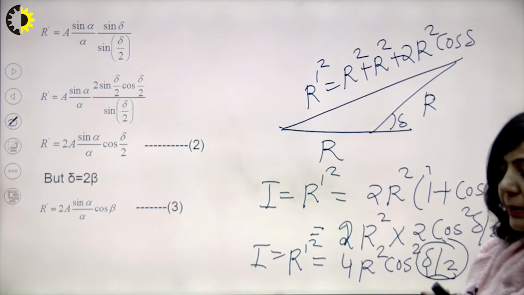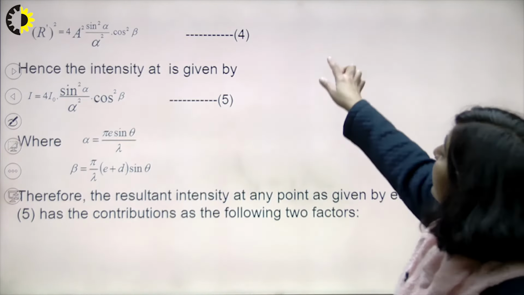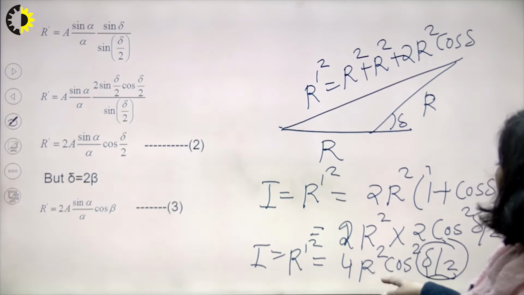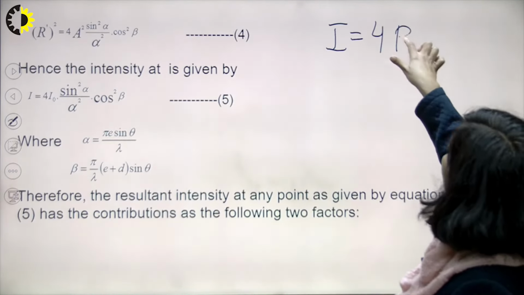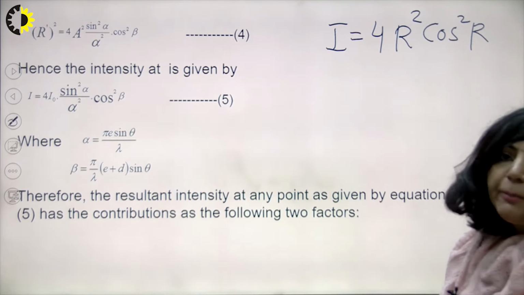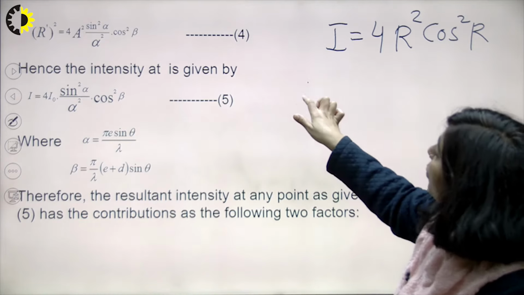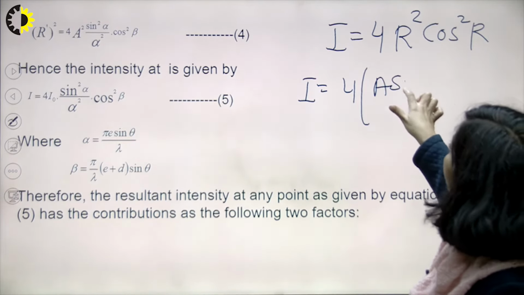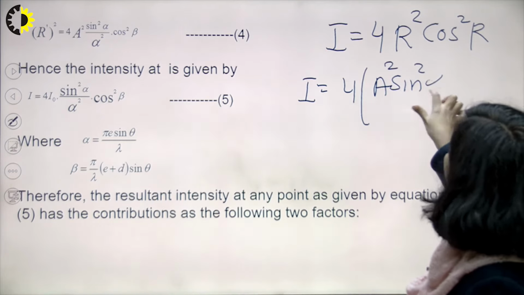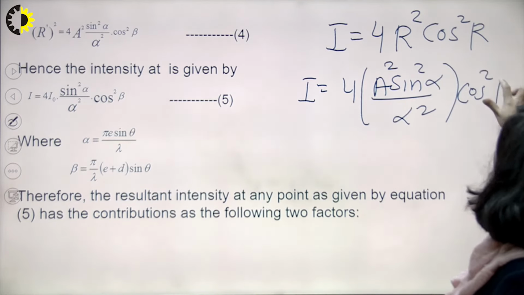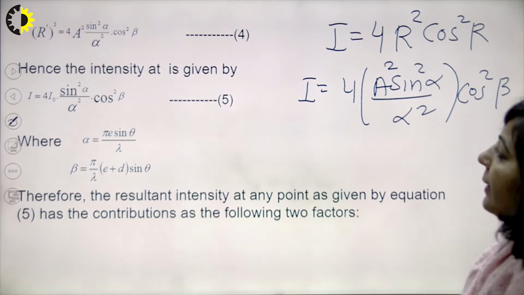So what is your resultant intensity then? The resultant intensity is basically 4R square cos square beta. So this is the resultant intensity at point P dash. And you know, this R is actually A sine alpha upon alpha. So this is your A square sine square alpha upon alpha square, and this one is cos square beta. Clear? So you are getting this expression.